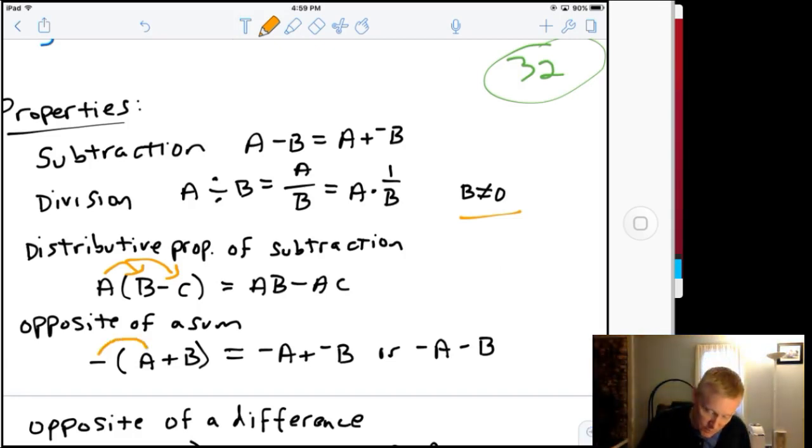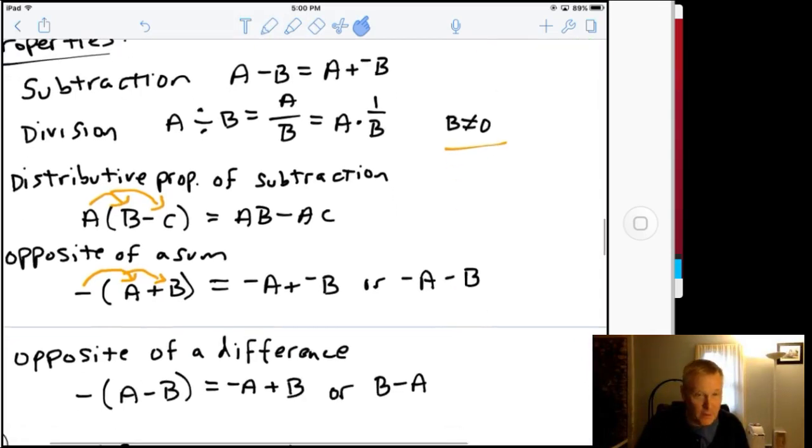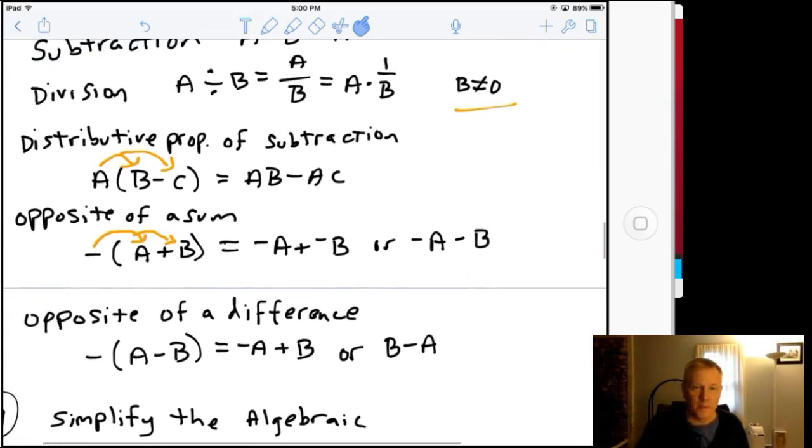I'm distributing that subtraction sign to both these things inside the parentheses. So both a and b become negative. That would be one way to do it. You could also say negative a minus b. Remember, that's the same as plus negative, which means it's the same thing as in the middle, just a different way to write it. Okay, so that would be the opposite of a sum.